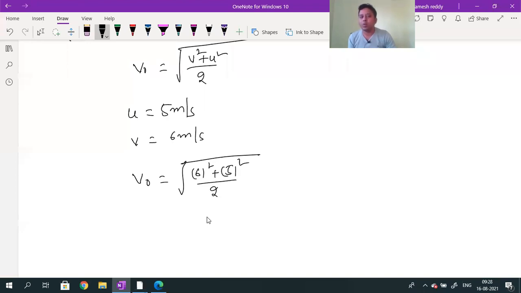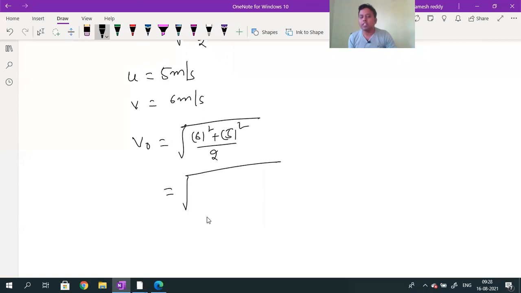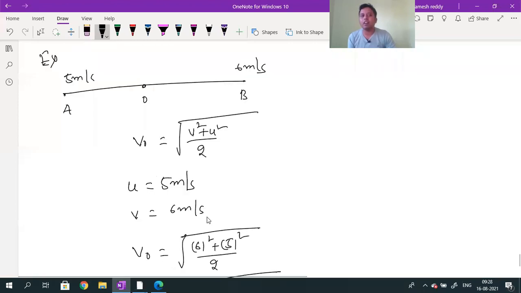Right? Then what will we get as the answer? It is given by root over 6 square, which is 36, plus 5 square, which is 25, divided by 2. This is numerical only. So it is given by root over 61 divided by 2. A body crosses points A and B with velocities of 5 meters per second and 6 meters per second, and I want to calculate the velocity at the midpoint. The midpoint velocity is given by the formula root over V square plus U square by 2, which is root over 61 by 2. Okay?